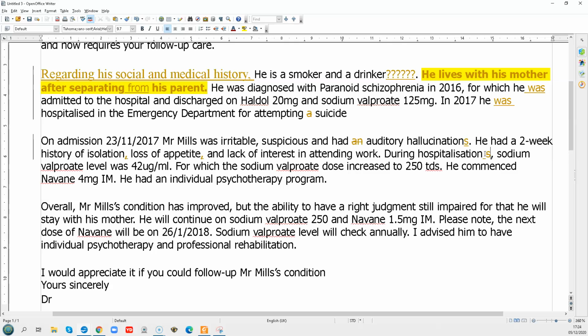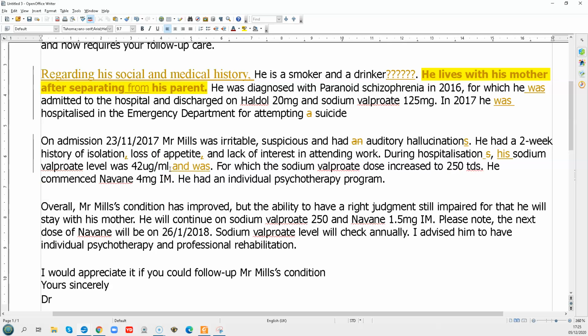Sodium valproate level, what? His level was? What does that mean? His sodium, what? So he was kind of, what? He was tested, and his level was, for which was sodium valproate. Well, why would you do that kind of twice? During hospitalization, so the level was increased, was blah, blah, blah. Why wouldn't you simply make it part of the same sentence? Why is it 2 sentences? That makes no sense at all.